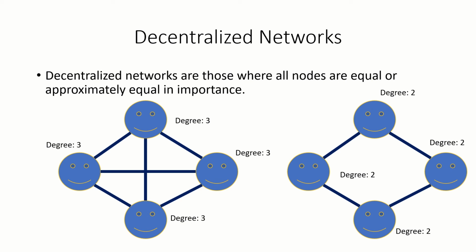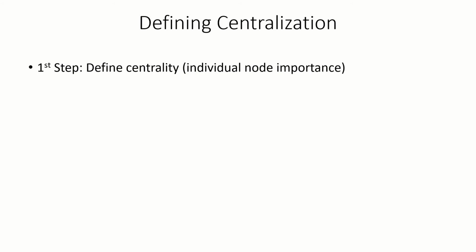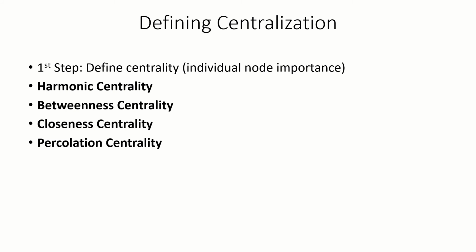So far, centralization as we've defined it is a bit of a fuzzy concept. How do we quantify it? Well, first, we have to quantify individual node importance through what are called centrality measures, which measure the centrality or importance of a given node. The easiest centrality measure to work with is degree centrality, where we define a node's importance to simply be the degree of the node. Here is a list of some of the other centrality measures.